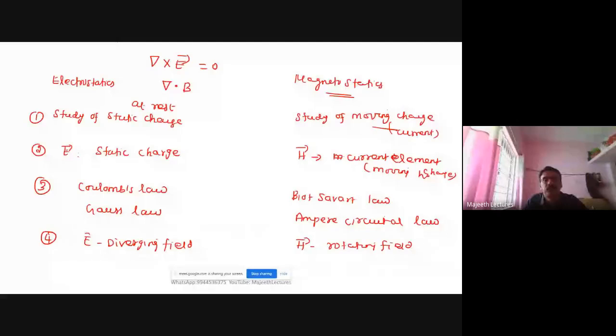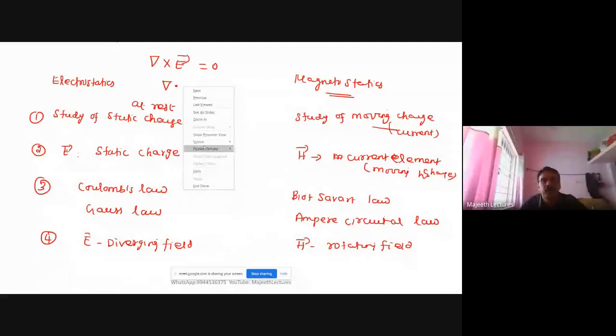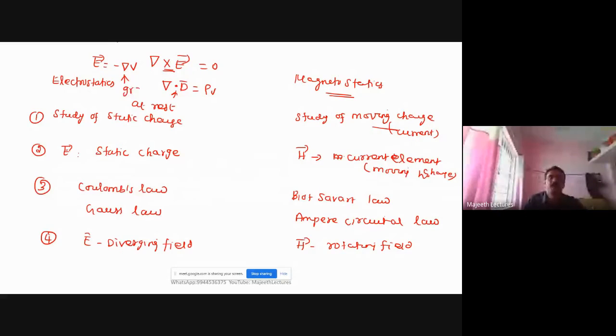Del dot D equals rho v, that is Gauss law. This is called divergence, and we know another thing, E is equal to minus del V, the gradient. All the three mathematical operations I have explained.